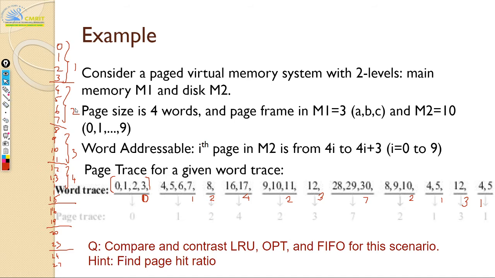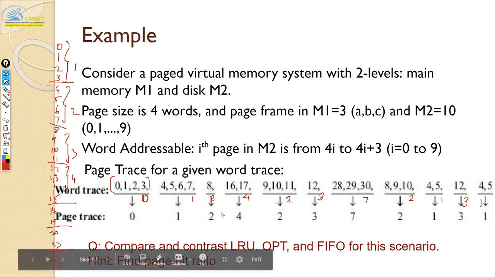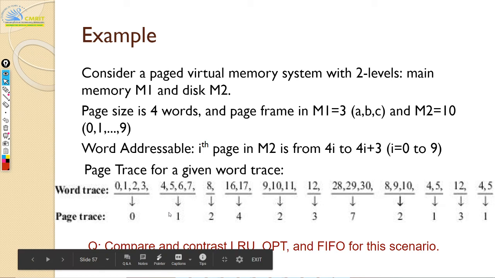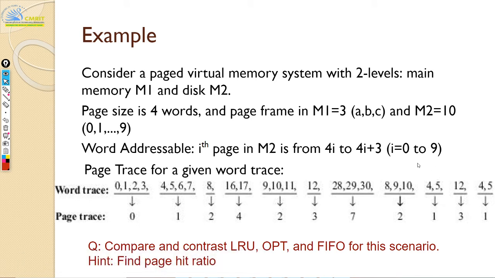Let's see. That's what it is: 0, 1, 2, 4, 2, 3, 7, 2, 1, 3, 1. Great. Thanks, Ujjwal, once again. So that's what we have here. This is the page trace, the sequence of pages used by this particular program. Now we are going to compare and contrast three different algorithms: LRU, OPT, and FIFO. Hope you guys have pen and paper with you.